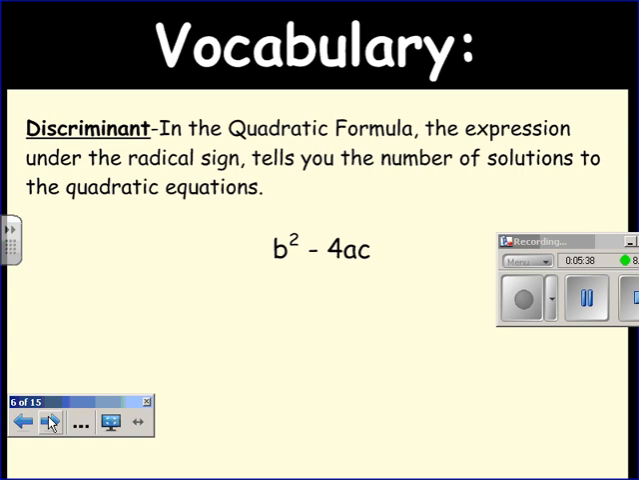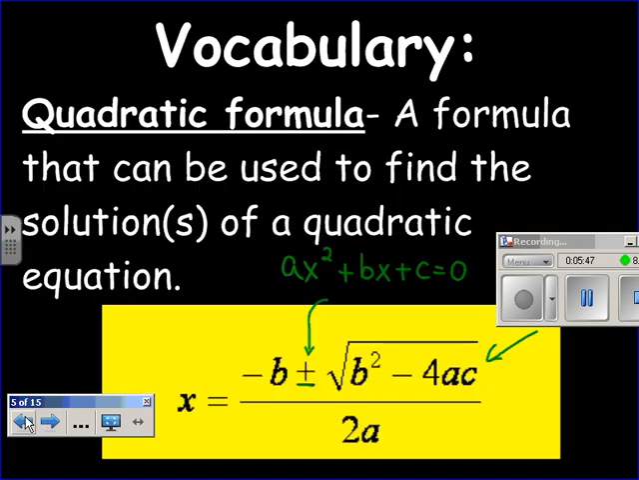Part of the quadratic equation is called the discriminant. And the discriminant is going to be the portion underneath the radical sign. And in this previous slide, the discriminant would be this portion right here. It's not with the radical, it's without the radical, just b squared minus 4ac.